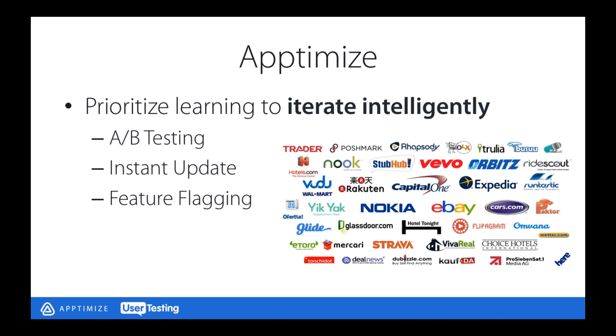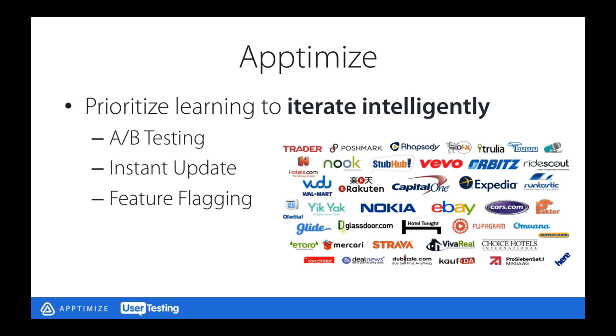So what Apptimize does is prioritize learning to iterate intelligently. When you release a change, sometimes it's really hard to tell exactly what's going on with your users. What are they responding well to? What aren't they responding well to? And there's a lot of confounding factors. So what Apptimize helps you do is isolate those changes and figure out a direct cause and effect relationship.